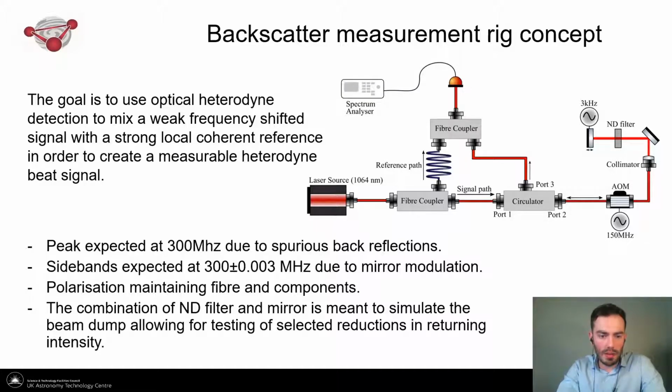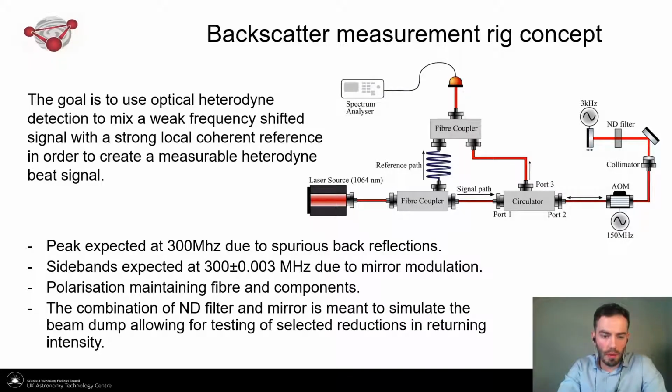The combination of ND filter and mirror is meant to simulate the beam dump, allowing for testing of selected reductions in returning intensity. The oscillation of the component under test is a key part of the design. It uniquely identifies the component in the frequency domain and shifts the frequency of detection away from 300 MHz.